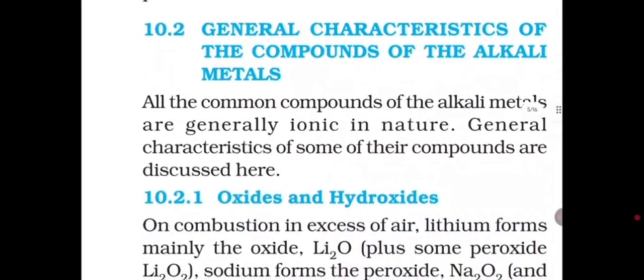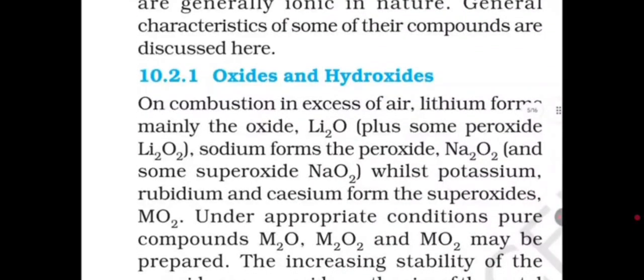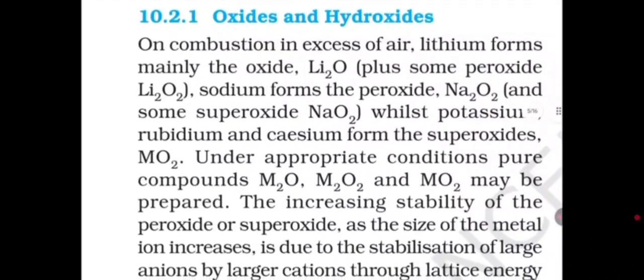Next topic is general characteristics of the compounds of the alkali metals. All the common compounds of the alkali metals are generally ionic in nature. General characteristics of some of the compounds are discussed here. First is oxides and hydroxides.